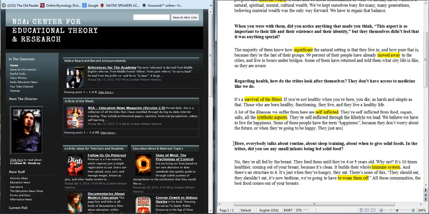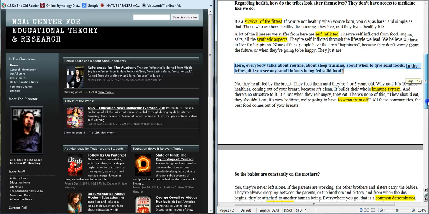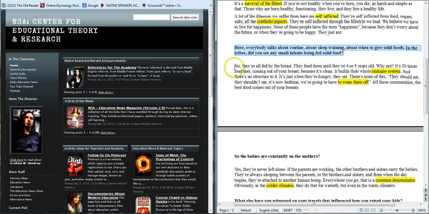I think that everybody wants to have those scans done when they're pregnant to check the babies. Fine. Here, everybody talks about routine, about sleep training, about when to give solid foods. In the tribes, did you see any small infants being fed solid food? That's a very female-orientated question. Nice question, I like it.